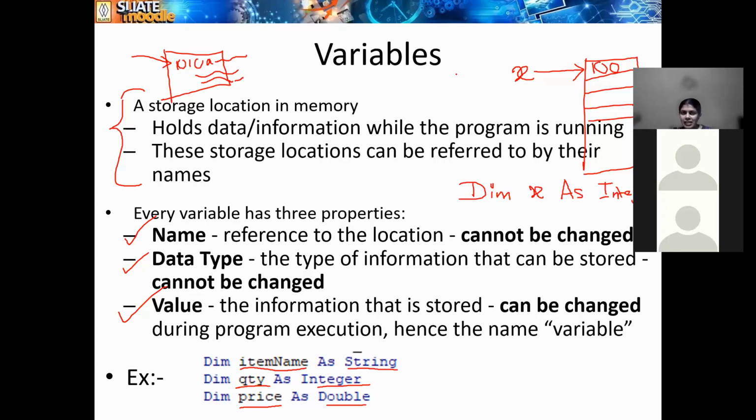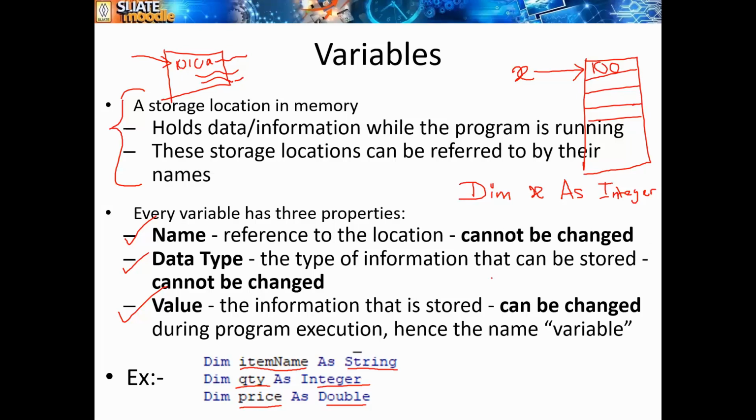So when it sees this kind of line, it will create a specific location in memory and set it to store an integer value. Okay? I think this is clear to you. So remember, if you are asked to create a variable, start with Dim, give the variable name, write As, and finally give the data type.